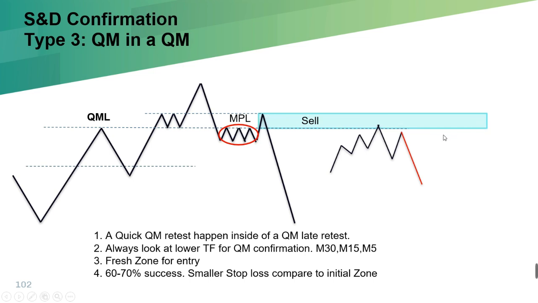Which means that it's half of the initial stop loss zone over here. So isn't it a good thing? You already reduce your stop loss, which means that you can go for a higher lot size. All right, so this is one of my favorites. Usually I will look at this kind of setup confirmation.